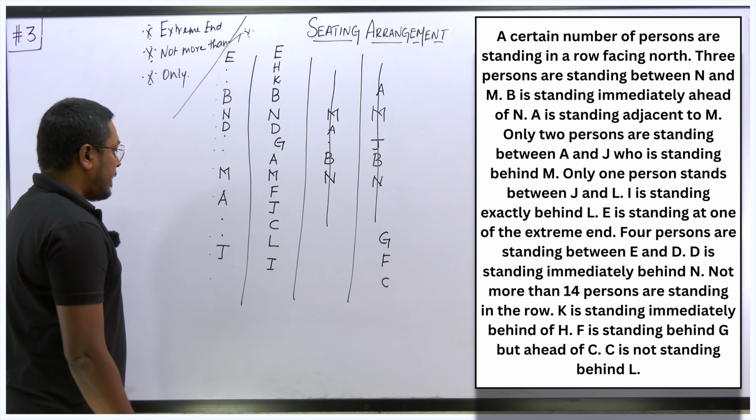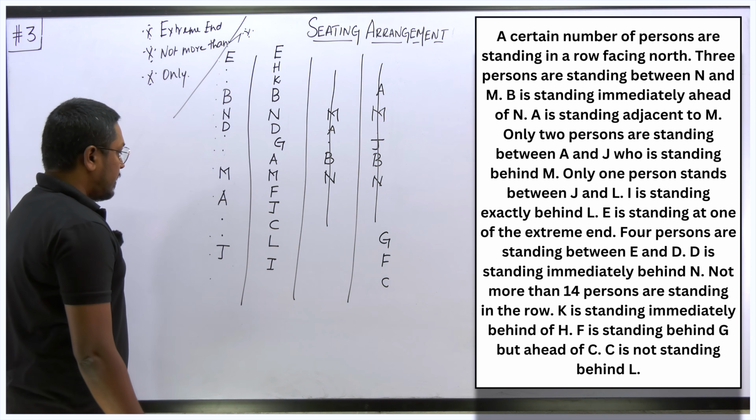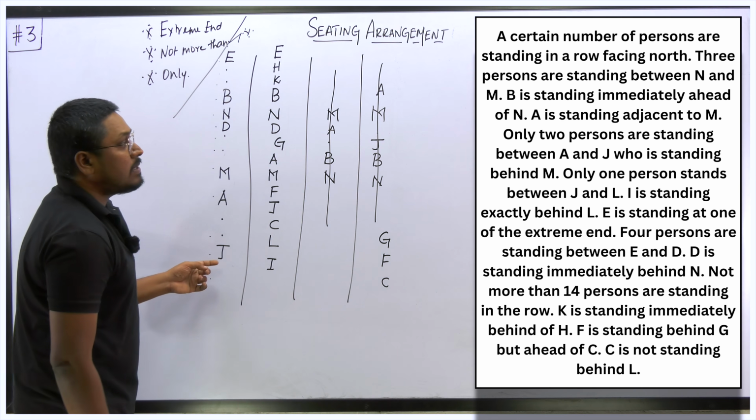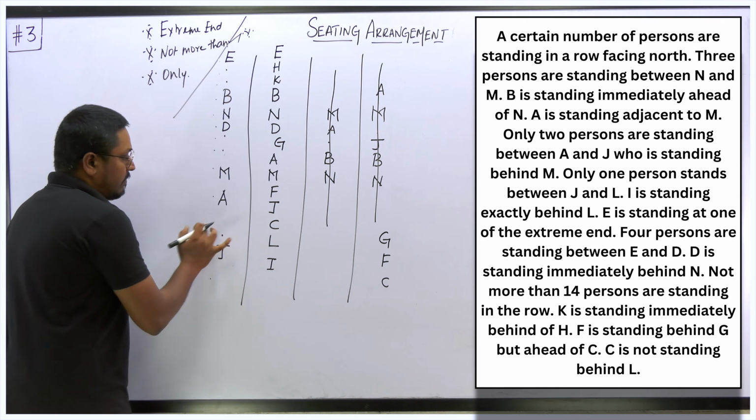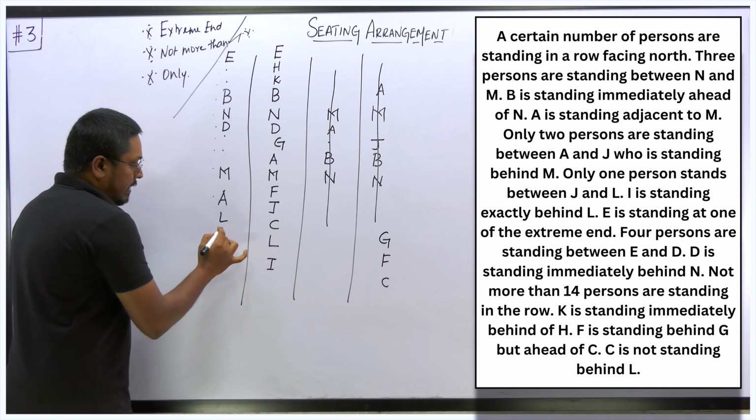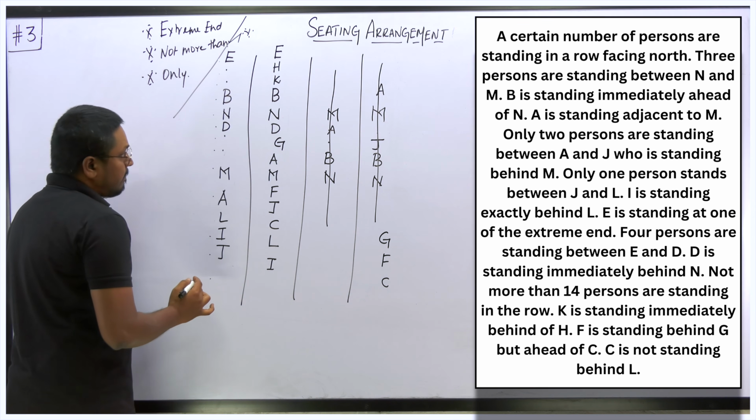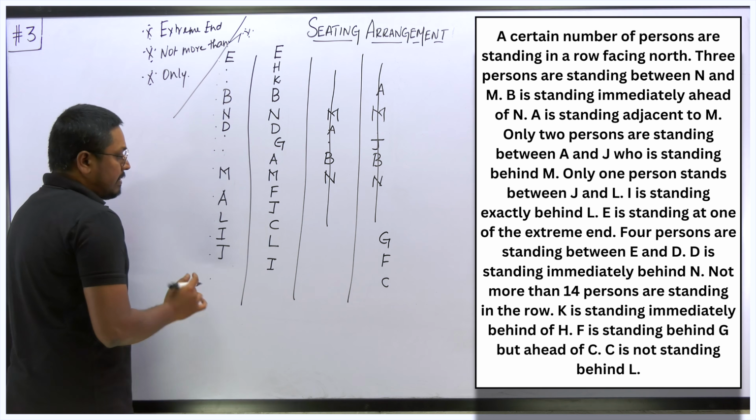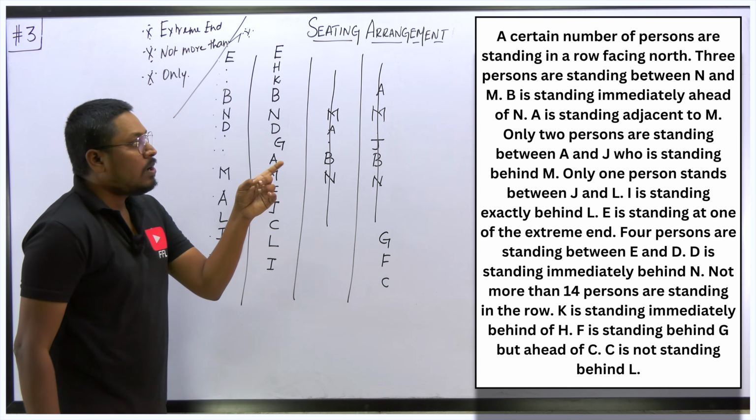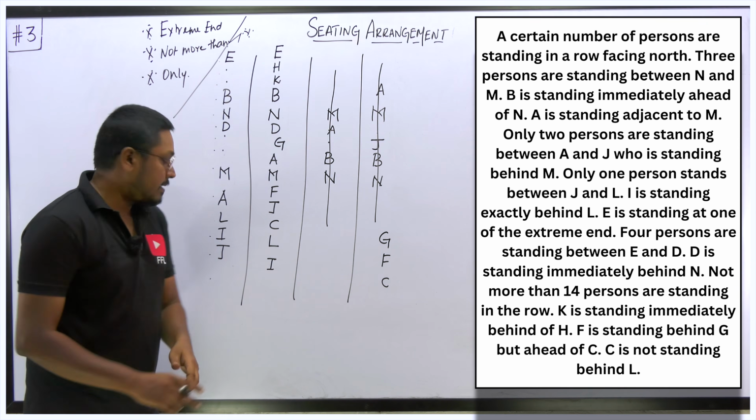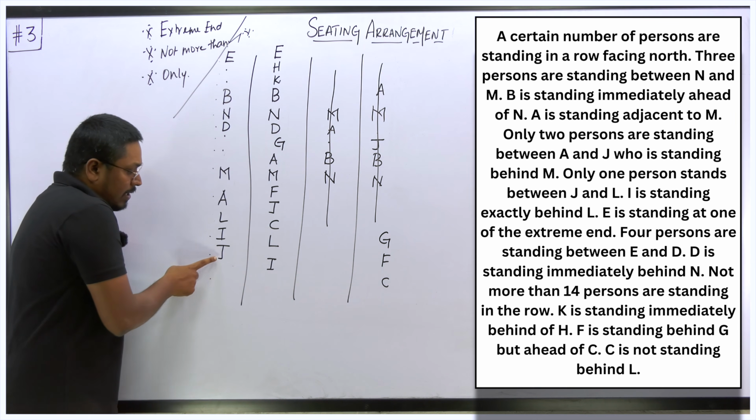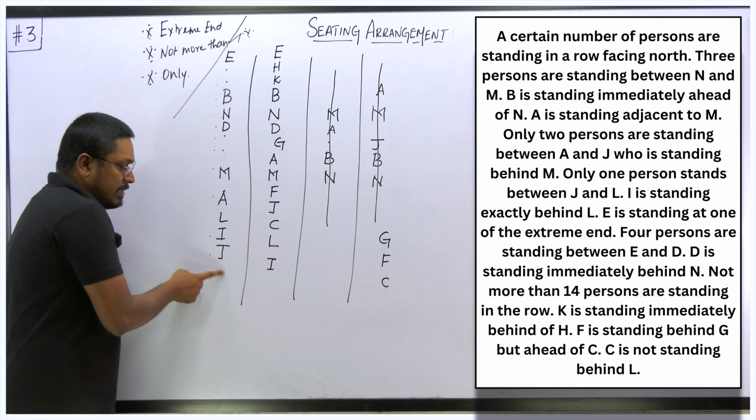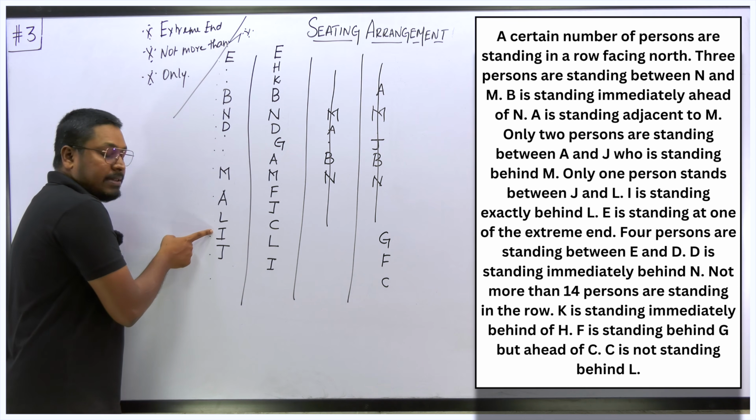So J and I, they should have a gap of 2, right? They have given a point that one person is standing between J and L. So definitely I should fix L here, I here, right? No other way. H and K should be placed. Yes or no? Because one person is standing between J and L, and we have already fixed J here, so we can't draw I here. Why? Because only one person is remaining. So J and L, I is sitting, right?